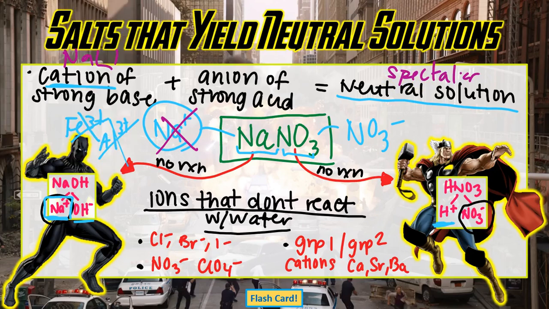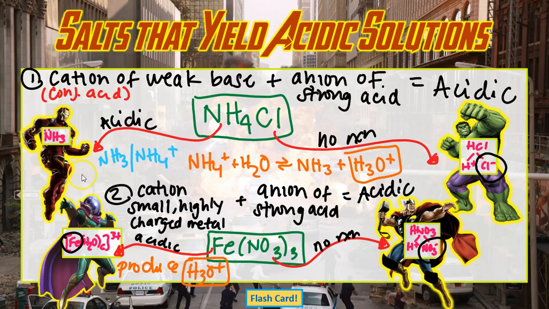Do a different color here. We did NaOH and we did HCl a lot for our titrations, right? And so now we understand why our Na plus and our Cl minus are completely spectator and did not react with water. So now we go forward.